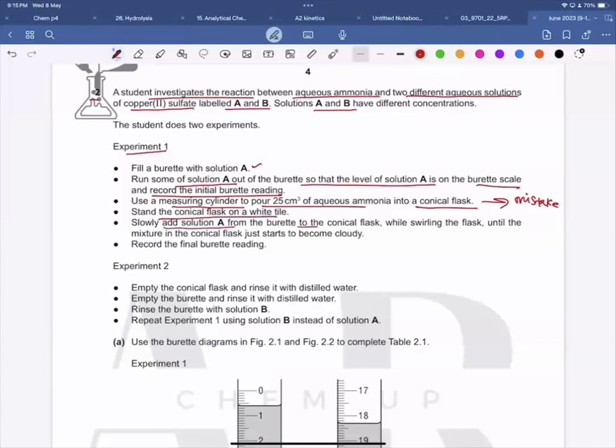Stand the conical flask on the white tile, for visibility purposes. Slowly add solution A from the burette to the conical flask while swirling the flask until the mixture in the conical flask just starts to become cloudy. Record the final burette reading. I hope the things are clear to you guys.